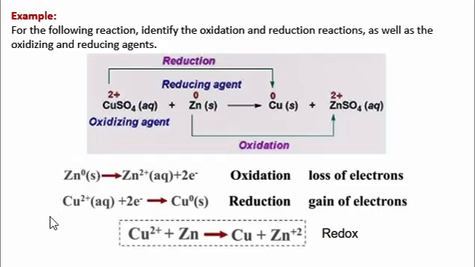If we combine the oxidation and reduction half equations and cancel the electrons on both sides, we will obtain the overall redox equation as you see.